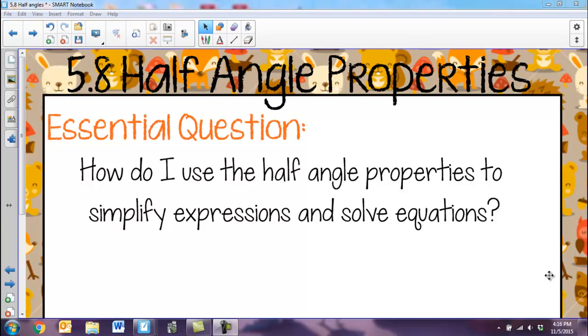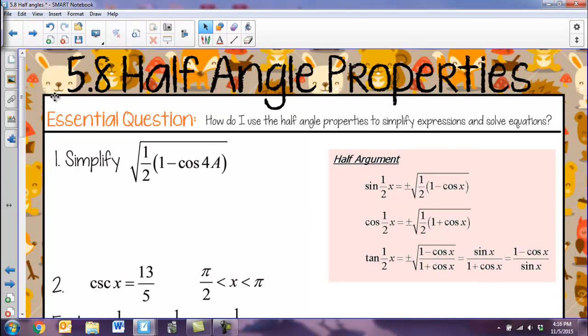Hey guys, today we are continuing on with some more identities for trig functions, and this is going to be the half angle properties. So today we're going to use the half angle properties to simplify expressions and solve equations. So let's look at our formula chart. These are the half angle or half argument identities.